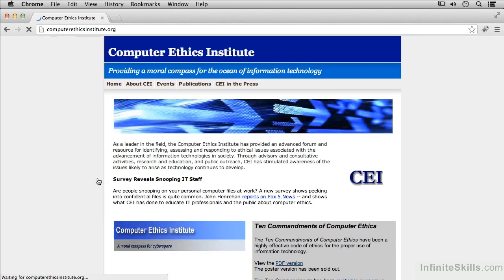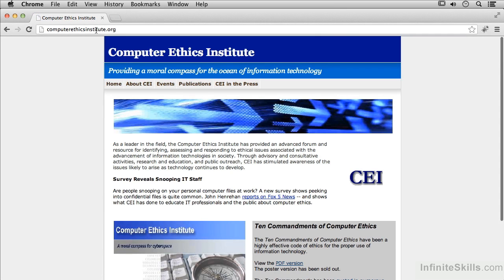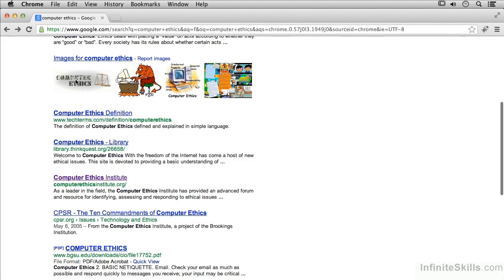If you are doing some penetration testing against, say, computerethics.institute.org, for example, because I happen to be here on this page right now, and you don't have permission, you are not doing work on behalf of the Computer Ethics Institute, and you are interacting with their service, and anything that you do is certainly unethical and could also be considered illegal as well.